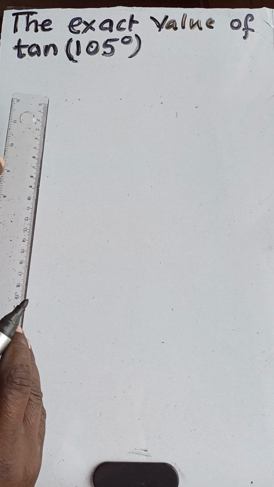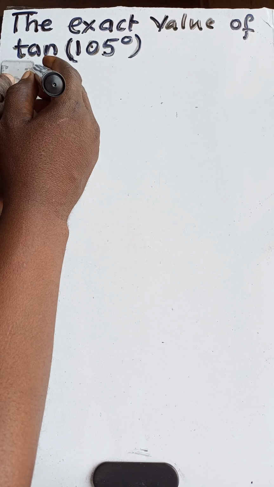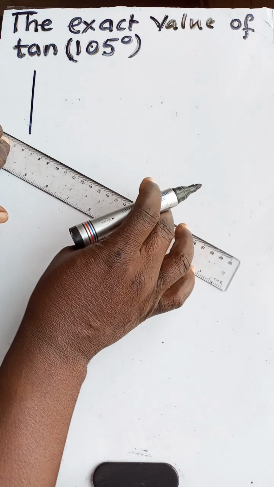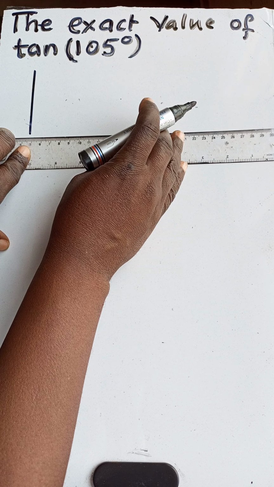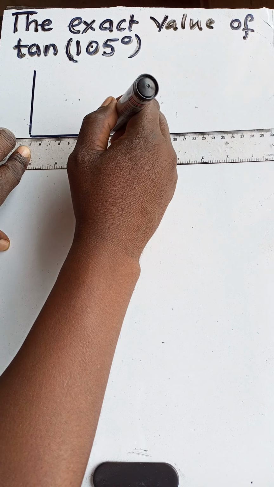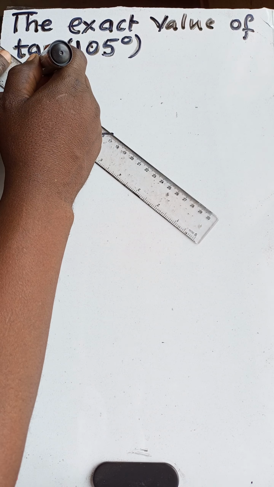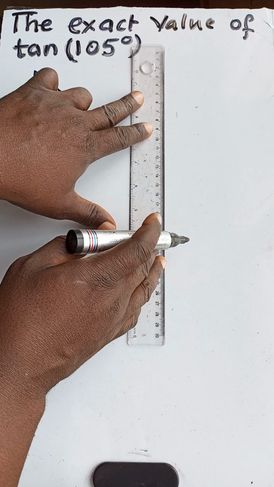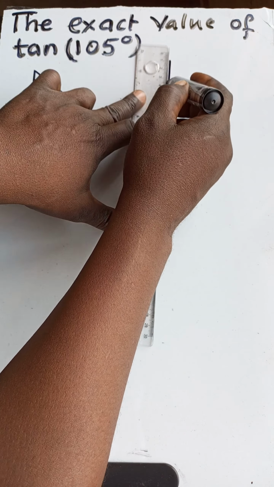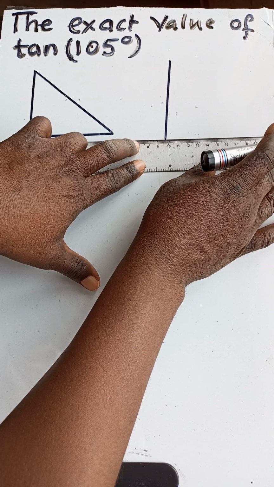Hi everyone. To be able to find the exact value of tan 105 degrees, we will need the following standard results of angles 60 degrees and 45 degrees. Now, let's start with angle 60 degrees. This will be established using this right angle triangle. And then angle 45 degrees will also be established using this other right angle triangle.